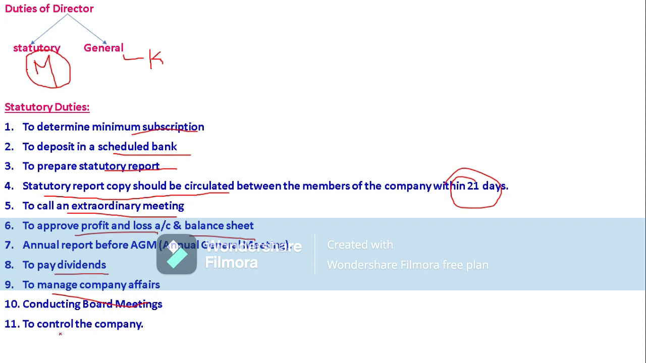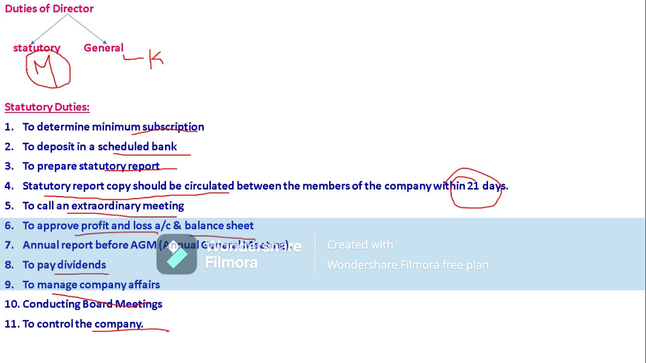Next one, to control the company. Controlling the company means checking whether the company is working properly or not. He has to look after each and every aspect of the organization, whether the internal affairs of the organization are going well or not. Control should be there on resources. Control should be there on materials.